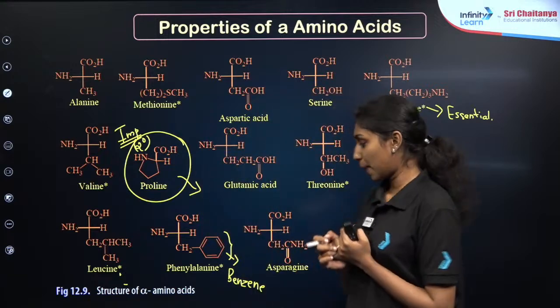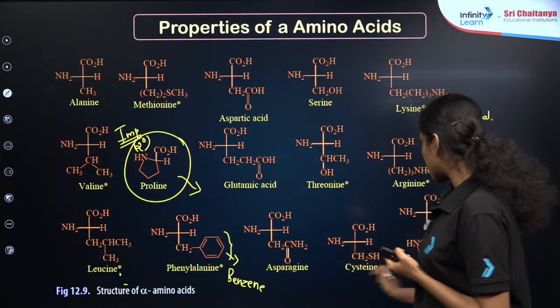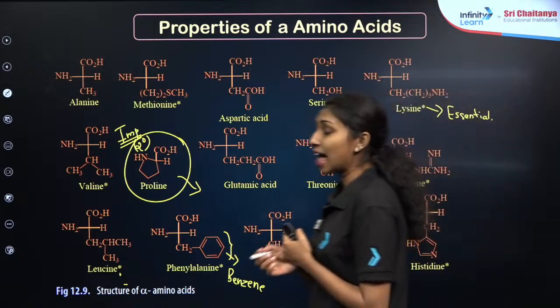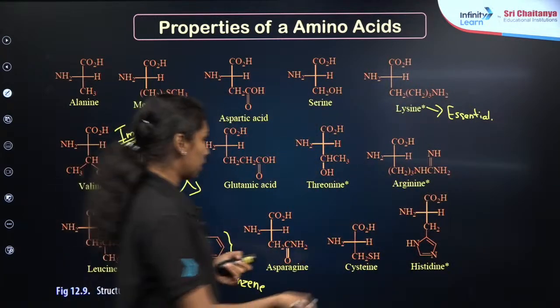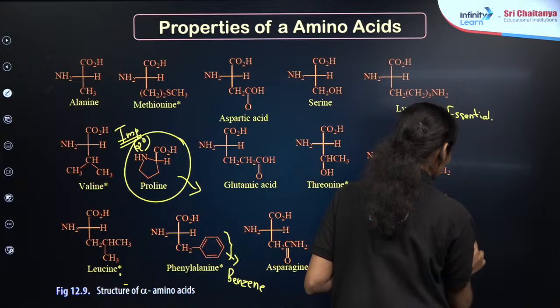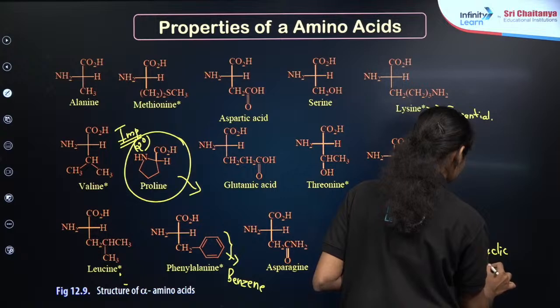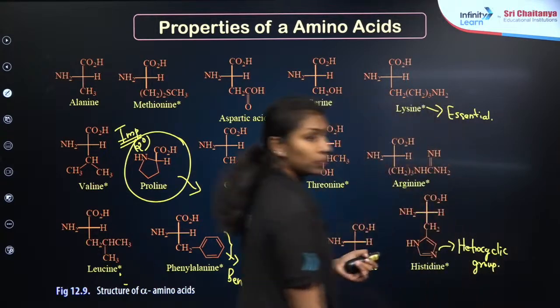Then the next ones, asparagine, cysteine and histidine. Histidine is another essential amino acid having a heterocyclic group. This is not benzene, right? This is another heterocyclic group. Is that clear?